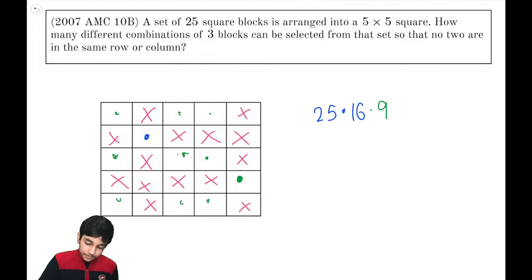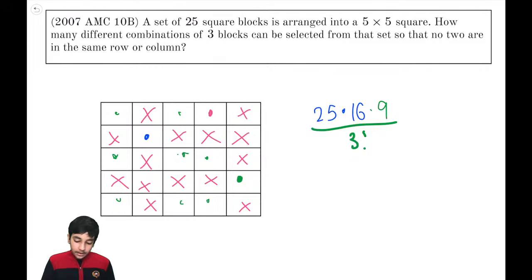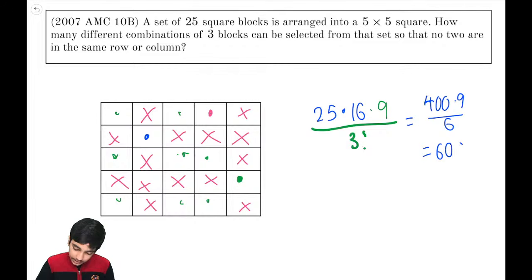But then, we also have to divide by 3 factorial, because it doesn't matter what order these 3 squares are in. We can choose another square here, for example. The pink, blue, and green square can be rearranged in 3 factorial ways, so we divide by that. To get that is equal to 400 times 9 divided by 6, which is 600. The answer, which you got earlier using the other method. You can check out the AMC MATHCOUNTS class for the other method.